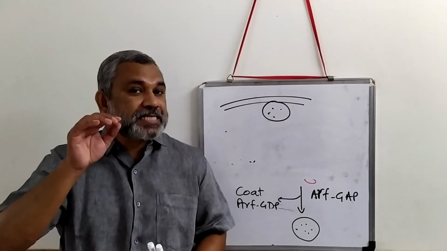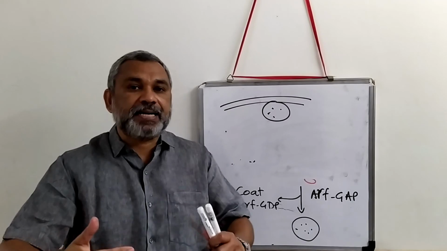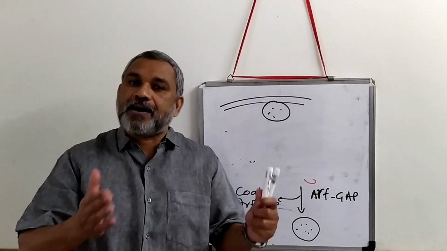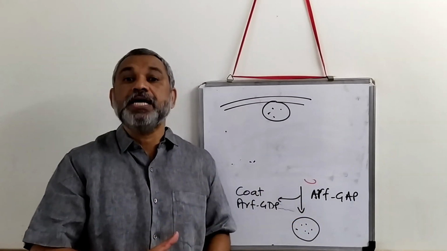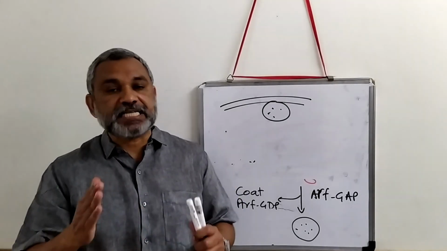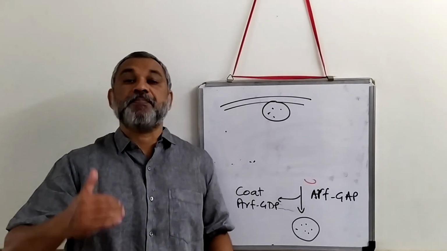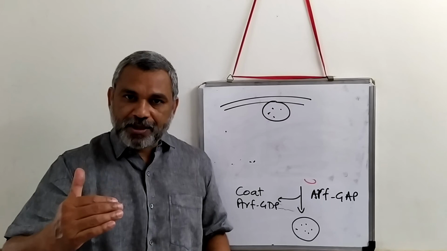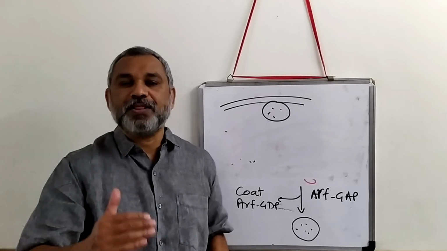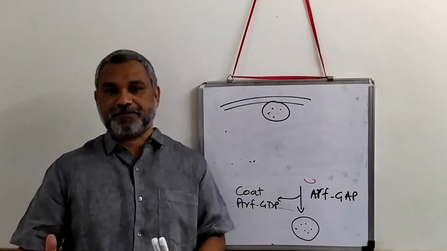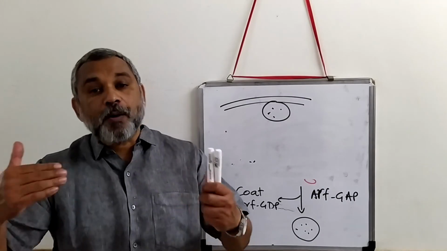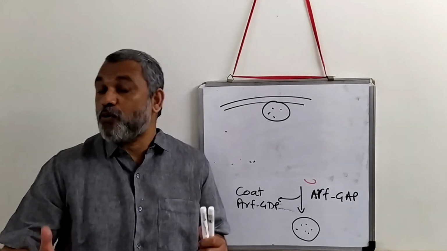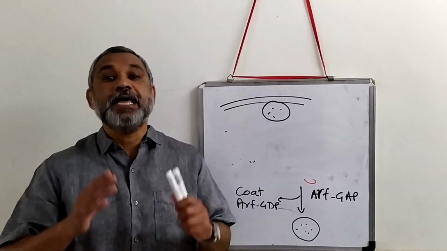For the exact process by which it releases the content and how the merging occurs, kindly refer to the video on COP2 mediated vesicle transport. Those mechanisms, tethering, docking, and fusion, are all in the same manner. So this is how COP1 mediated transport, or retrograde transport, takes place.